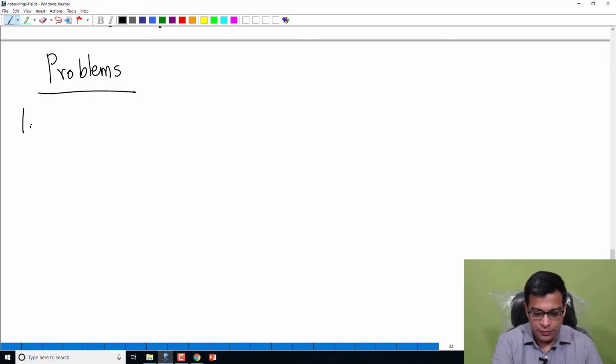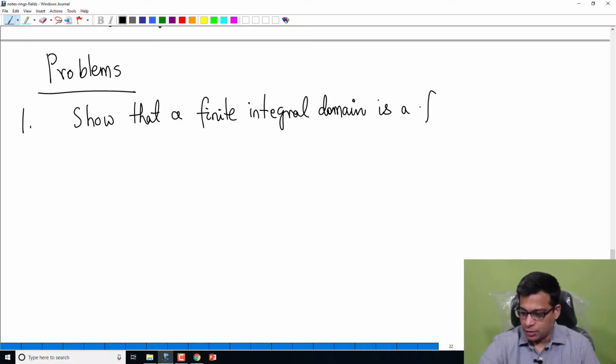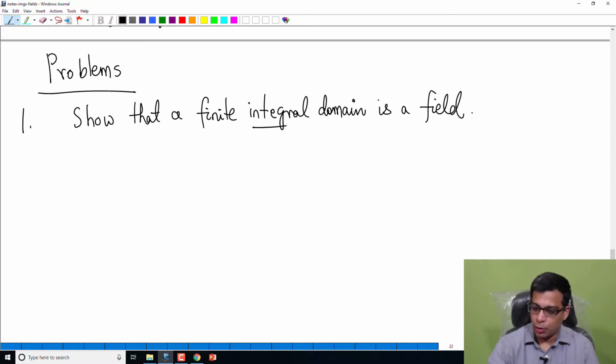So the first problem is the following. Show that a finite integral domain is a field. So remember, what is a finite integral domain? You know what an integral domain is. It's a ring where the zero ideal is a prime ideal. Finite simply means it has only finitely many elements.